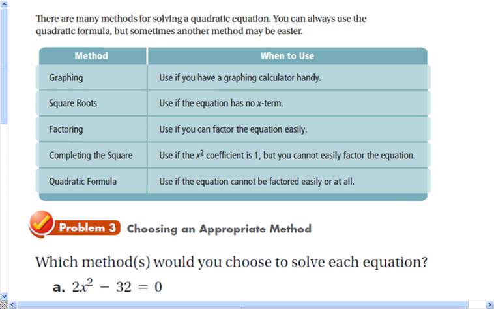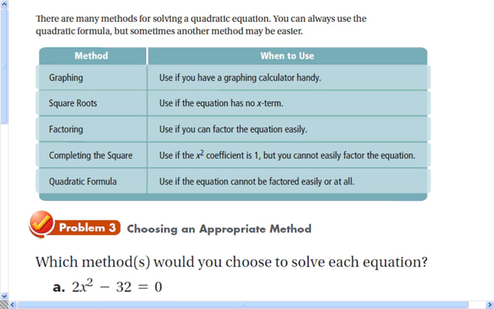All right, there are many methods for solving quadratic equations. You can always use the quadratic formula, but sometimes there are a lot easier ways to do it. So here are our rules of thumb, and you need to know these. You're going to use graphing if you have a graphing calculator handy and all of the other things aren't very convenient, except the quadratic formula.